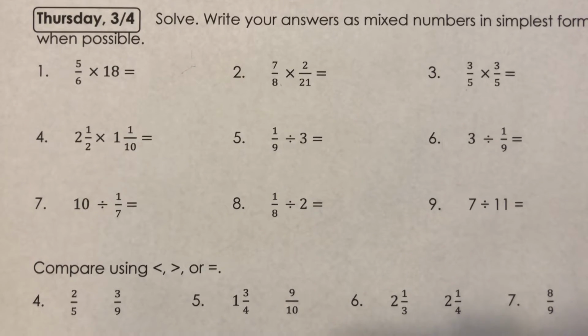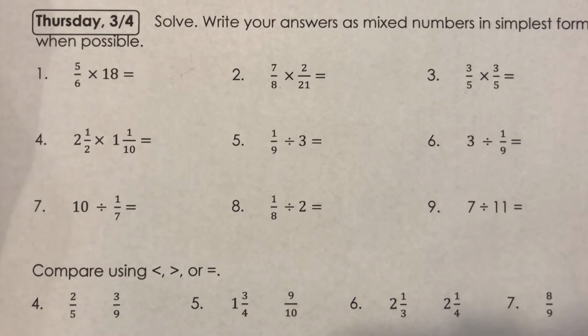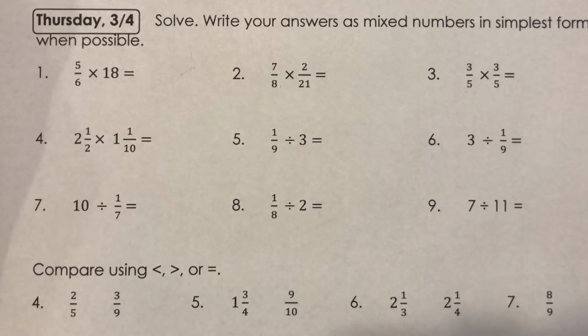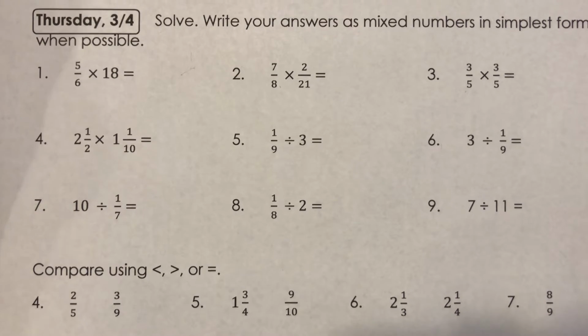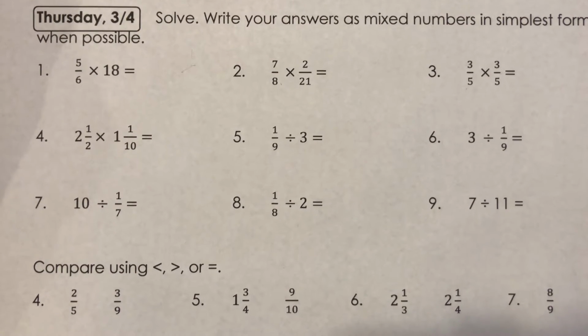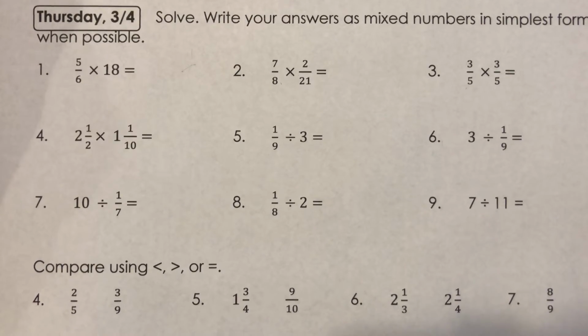You should already have this all done, and you should be just checking your answers with me. If you get it wrong, I do want you to fix it, please. So I ask you to solve and write your answers as mixed numbers in simplest form when possible. So that means if it can be changed into a mixed number, do that. If it can be simplified, do that. And if it can't, don't do that.